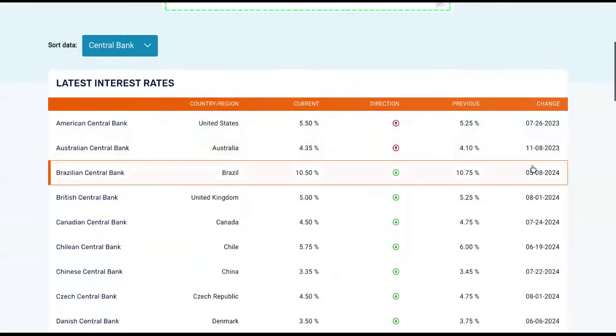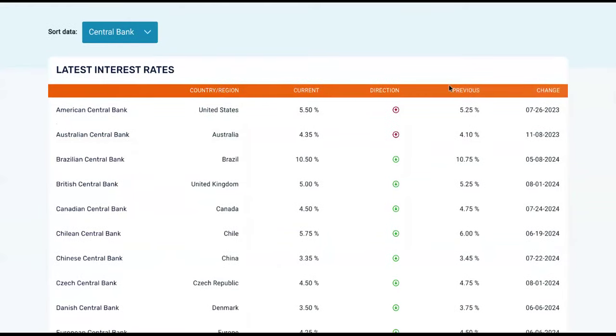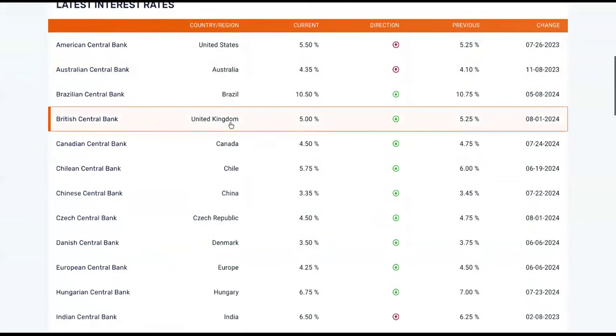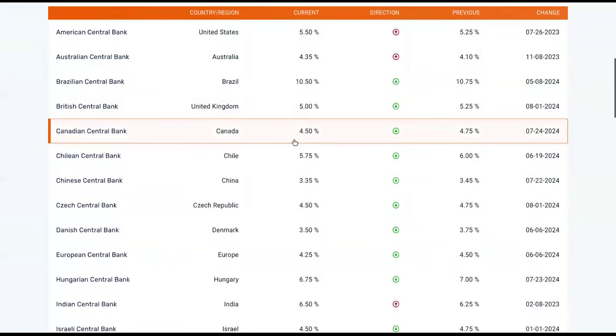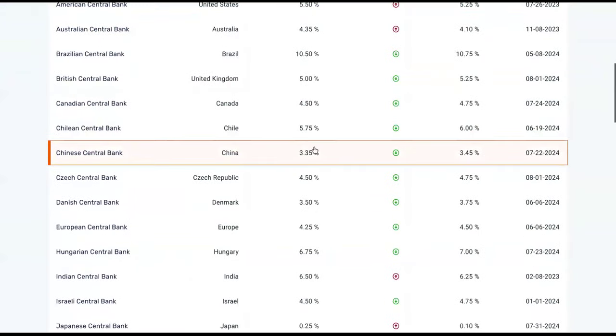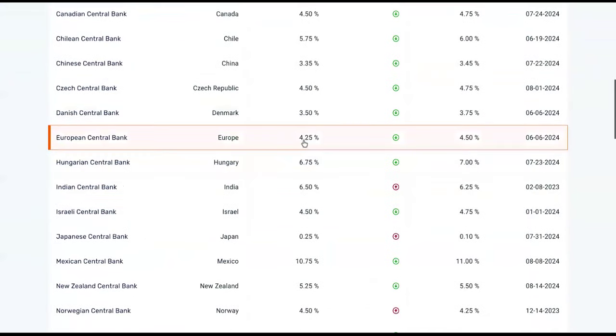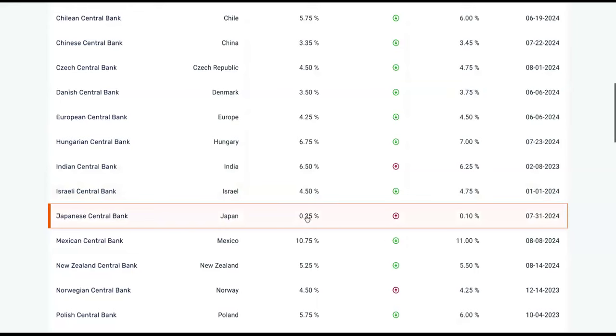global-rates.com. They tend to do a good job keeping up to date with the rates. And we can see that the Fed has a 5.5. What's this? Reserve Bank of Australia, RBA, 4.35. Forget about Brazil. The UK, the BOE, Bank of England, right? 5%. The BOC, Bank of Canada, Chile, forget about that. China, forget about that. Czech Republic, Denmark, Europe, the ECB, European Central Bank at 4.25. Israel, India, forget about that. Japan, 0.25. They recently raised rates.